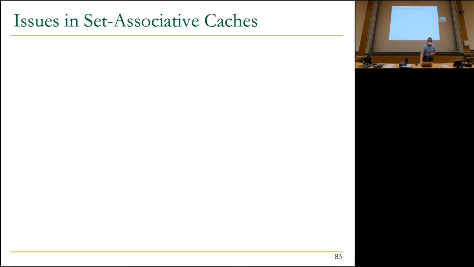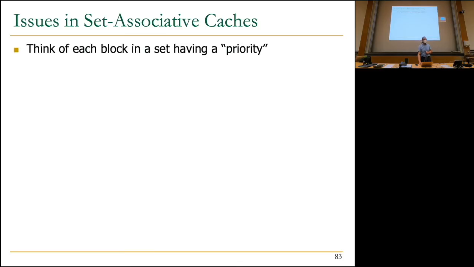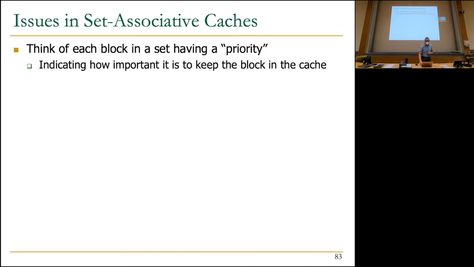Okay, let's talk about issues in set associative caches. We're going to cover a lot of these issues in the next lecture. But there are a lot of issues, actually. I'm going to generalize things this way. So assume or think of each block as having a priority in the cache. And I think this is a very good way of treating how to manage a cache. You have different priorities for different blocks. And this priority indicates how important it is to keep the block inside the cache.